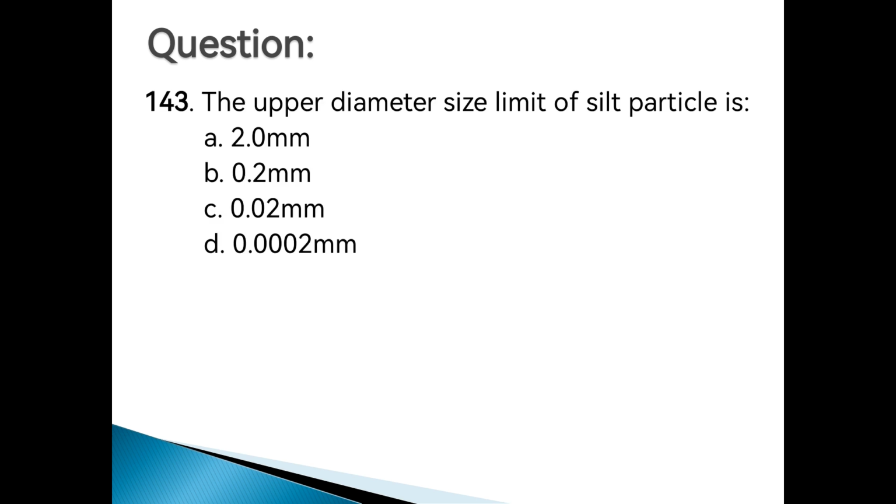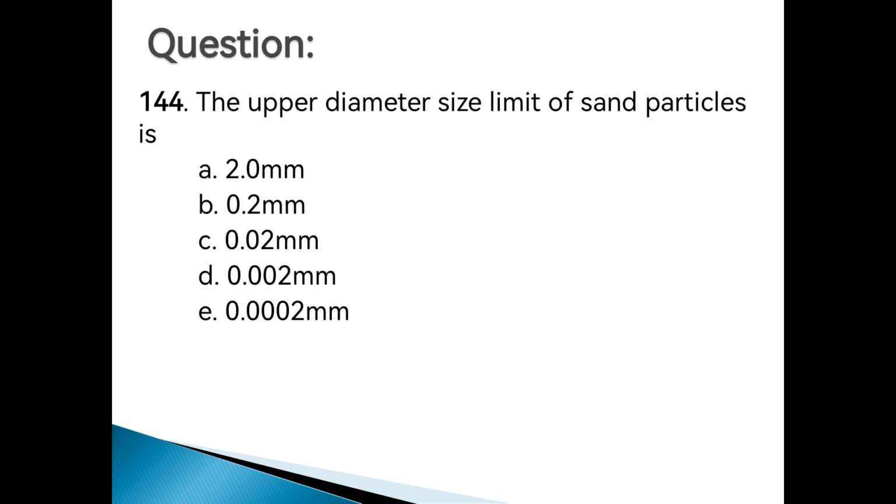143. The upper diameter size limit of soil particle is A. 2 mm, B. 0.2 mm, C. 0.02 millimeter, and D. 0.0002 millimeter. The correct answer is C. 0.02 millimeter.